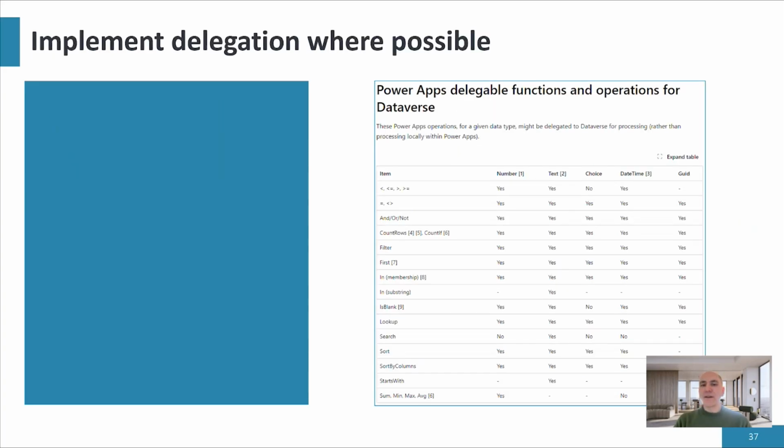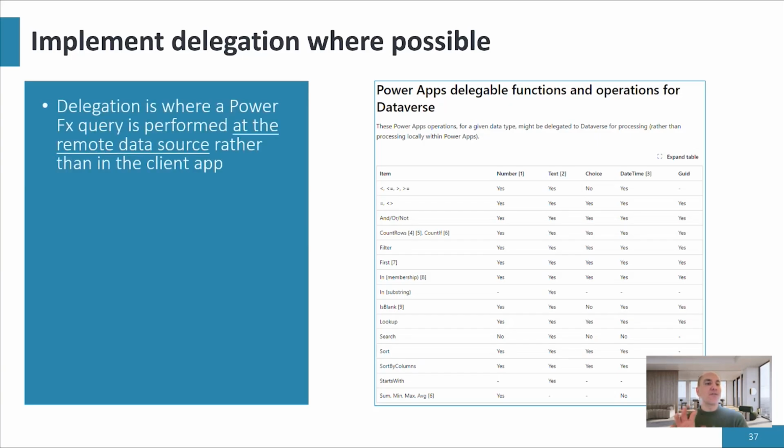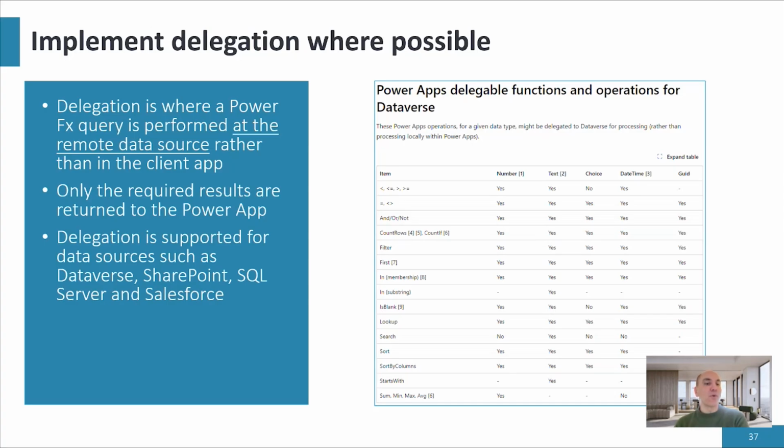A couple of things I'll briefly cover to wrap this section up is implementing delegation. That's in terms of how we bring that data back. The short refresher on what delegation is: the Power Fx query in the Canvas app delegates the workload to the big, powerful, strong data source. So it's like we're delegating the work. Otherwise, if we can't do that, all of that data gets returned to the app, and then it gets filtered and sorted and anything else that we do with it. So we really want to use delegation where we can, so only the results come back, which is more performant. We can do this in Dataverse, but also other data sources like SharePoint, SQL Server, and Salesforce.